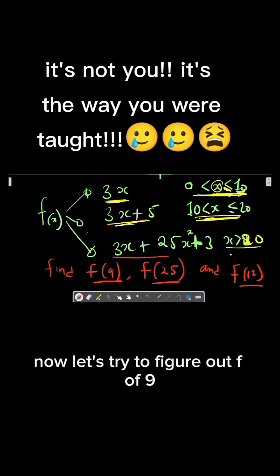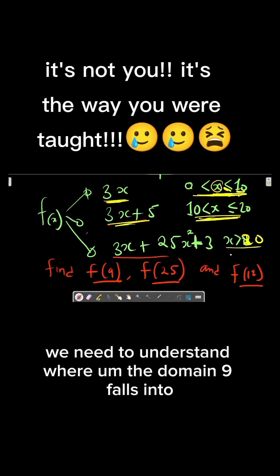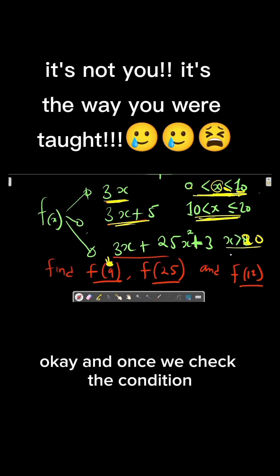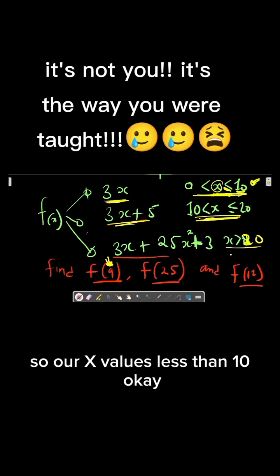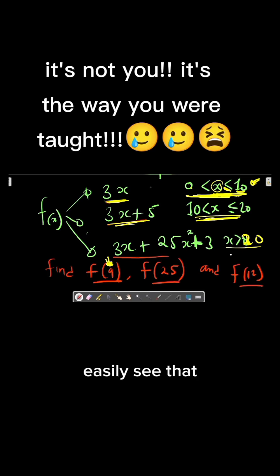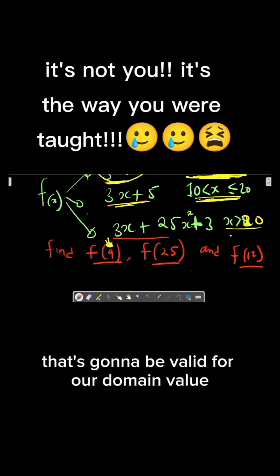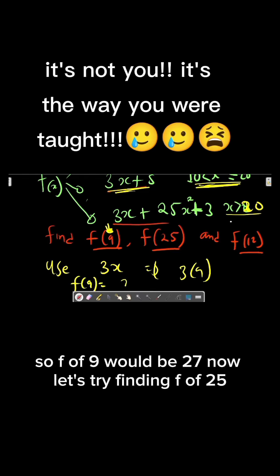Now, let's try to figure out f of 9. To figure out f of 9, we need to understand where the domain value 9 falls. Once we check the condition, we can clearly see that 9 is within this range, since our x value is less than 10. So this is going to be the function that's valid for our domain value. We just use 3x in this case, and we get 3 times 9. So our f of 9 would be 27.